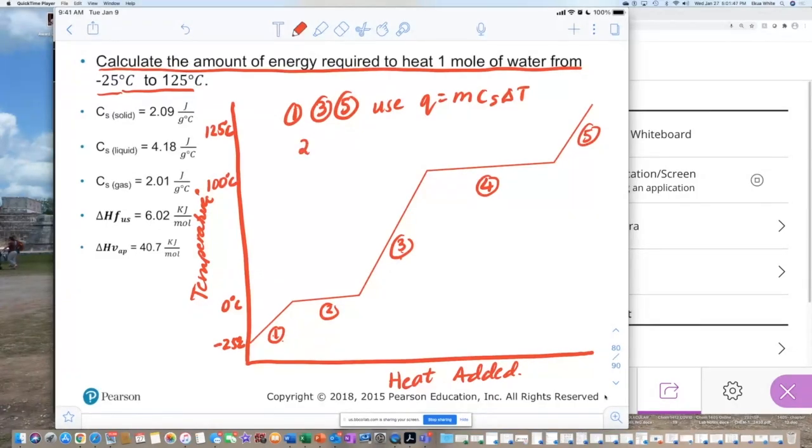And for segments 2 and 4, use Q equal n delta H, whatever it is, okay? For the flat parts of your graph, you want to use Q equal n delta H. And you have the information. Now remember, in segment 2, you have melting, which is called fusion. And then segment 4, this is vaporization, which is boiling.